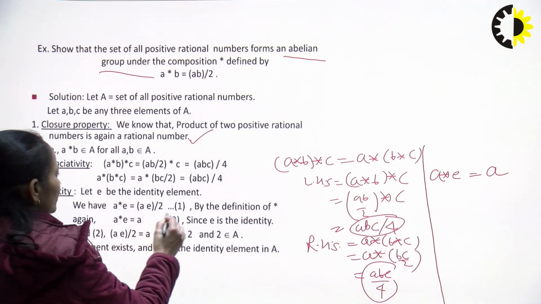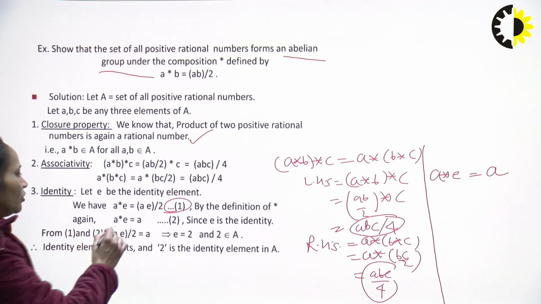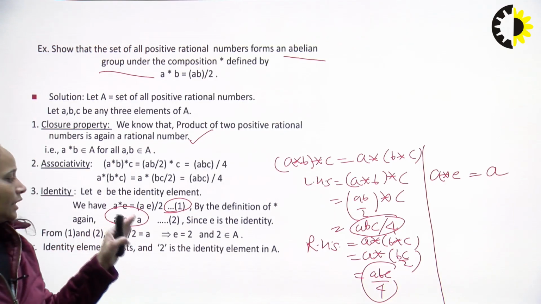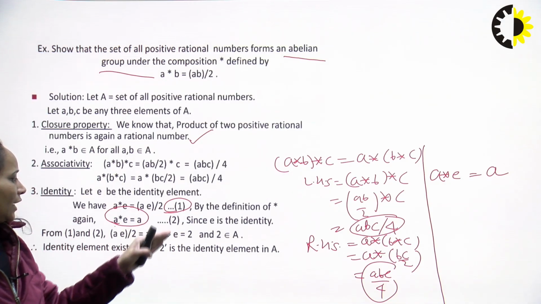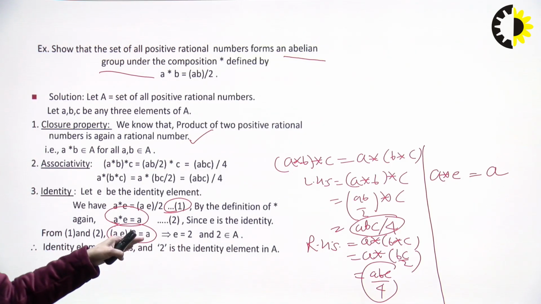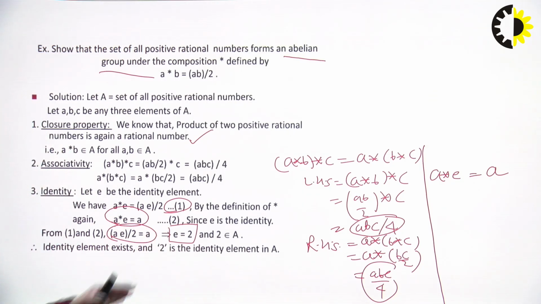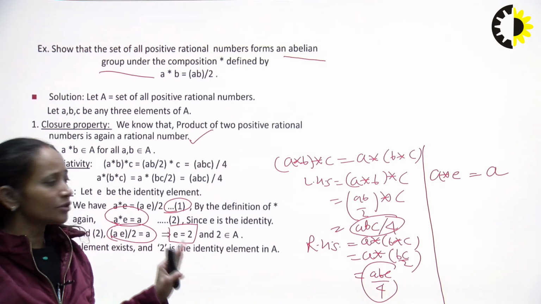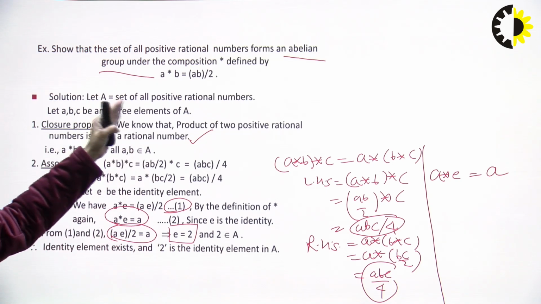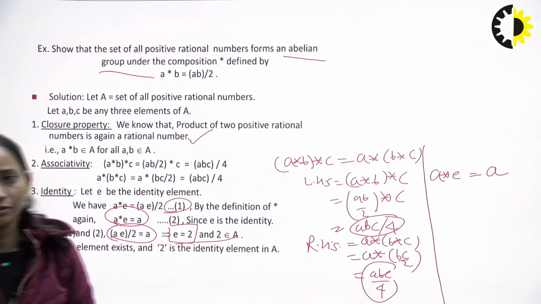This is the first equation. And A into E, as we all know that if there is an identity element E, and we multiply A into E, we will get A again. So from equations 1 and 2, if we substitute, A into E divided by 2 is equal to A, then what is the value of E? That is 2. So the value of the identity element is 2. We can say that 2 also belongs to the set A, as set A is the set of positive rational numbers. So the identity element exists.